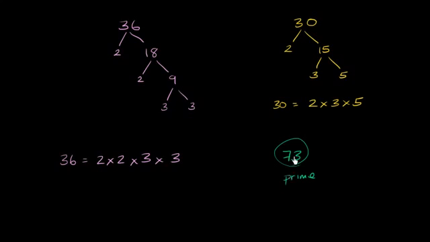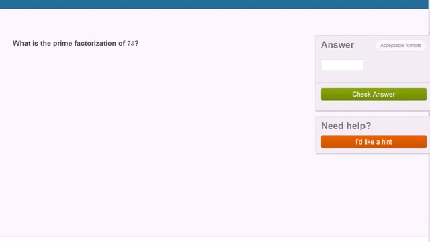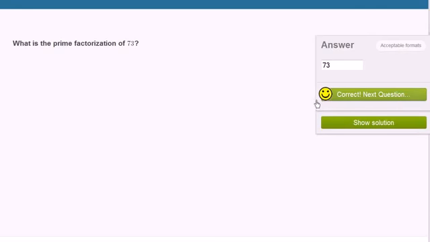So this is its prime factorization. It's just 73. So let's write that down. So the answer here, let's just write 73. And you don't want to write 1 times 73 because 1 is not a prime number. You just want to remember it only has one factor, itself. A prime number has 2 factors, 1 and itself, 2 different factors, and 1 is not prime. So we just want to write prime numbers here. 73 is a prime number. Let's check our answer. And we got it right.